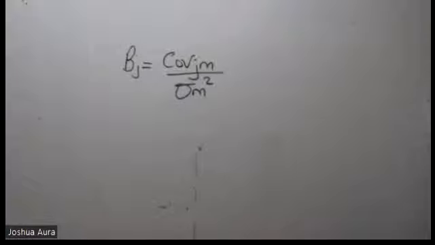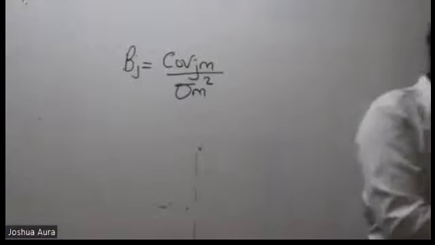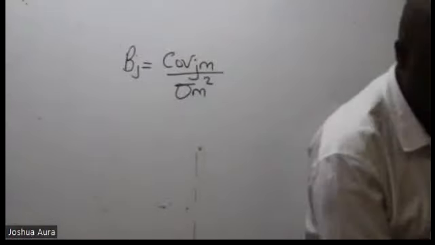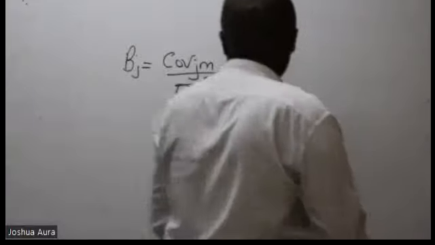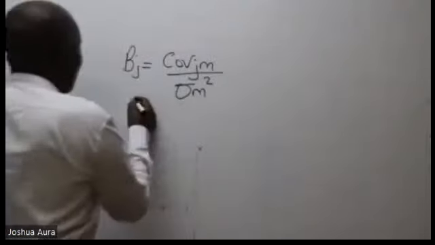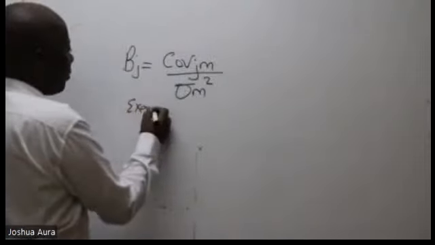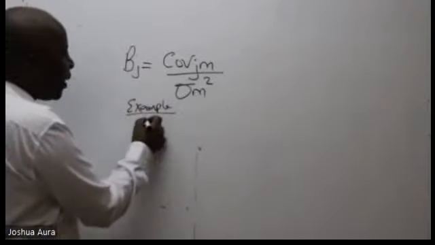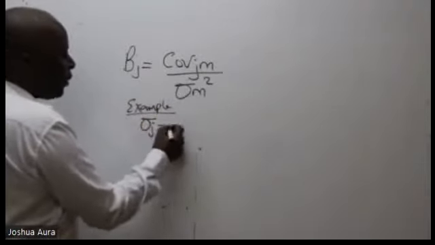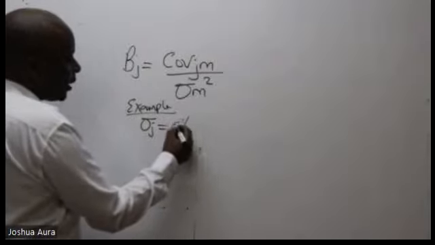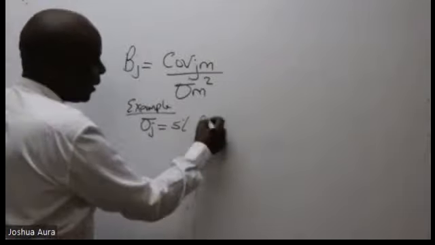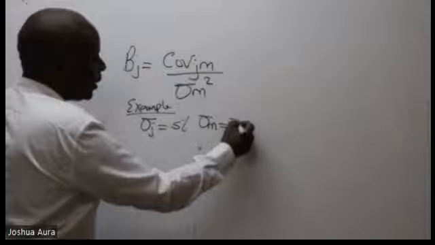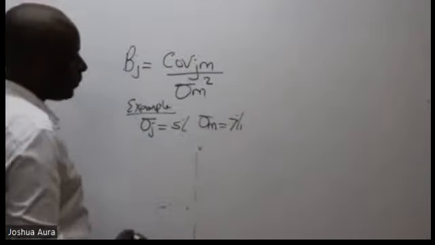Now, ladies and gentlemen, listen to me very well, in the form of an example. So for example, we have two securities. We have a security one whose standard deviation is, for example, 5%. We have another standard deviation of the market, which could be 7%.